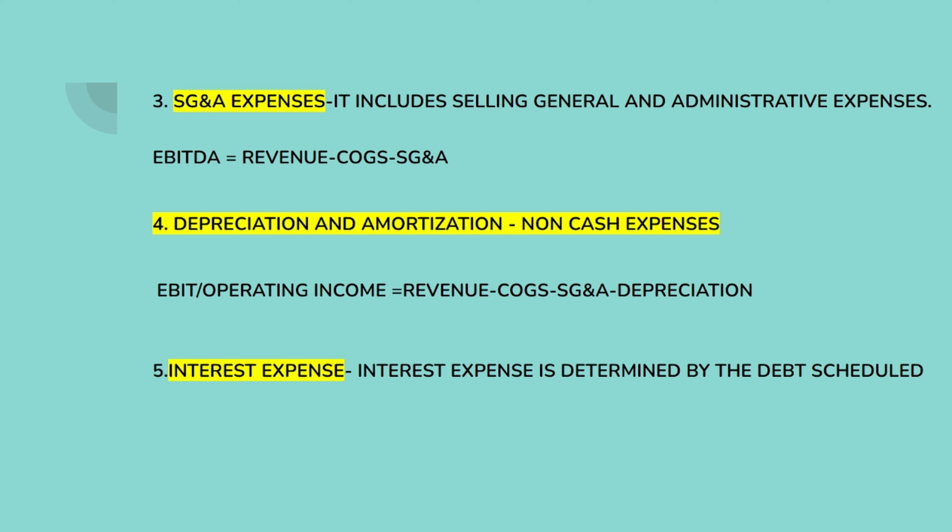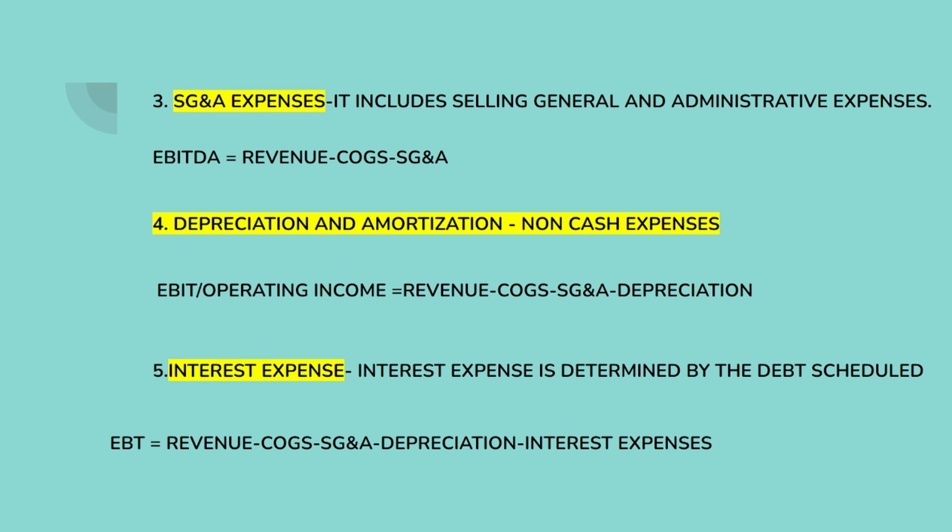Now the next line item, that is interest expense. Well, what is interest expense? Interest expense is nothing but the cost incurred because of borrowed funds by the company. For example, the company may have taken a loan from a bank. So the interest which it pays is an interest expense, and it is a type of non-operating expense. Now we will get earnings before tax. So what is earnings before tax? That is revenue minus COGS minus SG&A minus depreciation and minus interest expense.